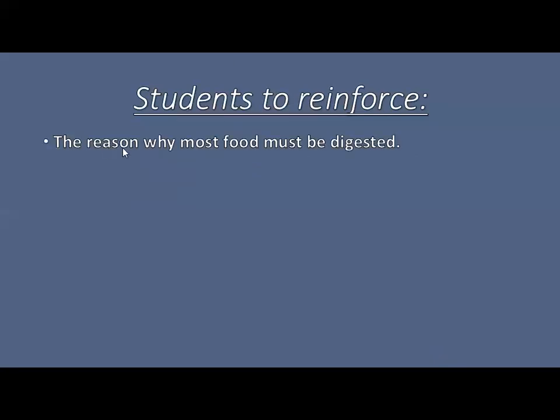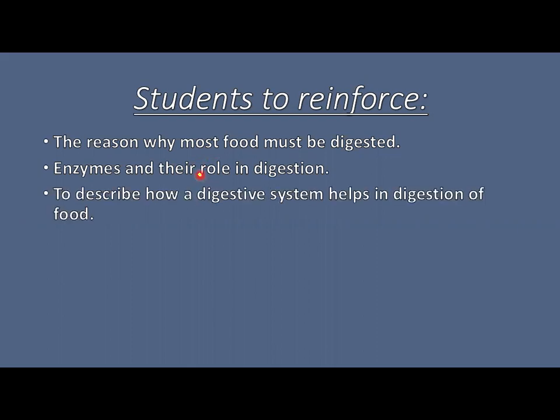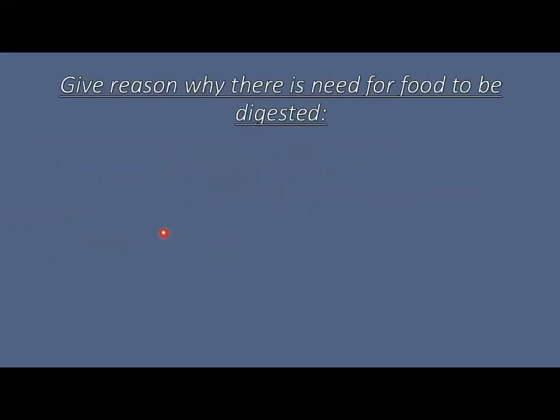First one is the reason why most food must be digested. Then enzymes and their role in digestion is our second topic to review. Then to describe how our digestive system helps in digestion of food. The last one is parts of alimentary canal. I'm going to tell you the different parts of the alimentary canal, and the detail of these parts will be in the next lecture. So let's start from topic number 1, which is give reason.